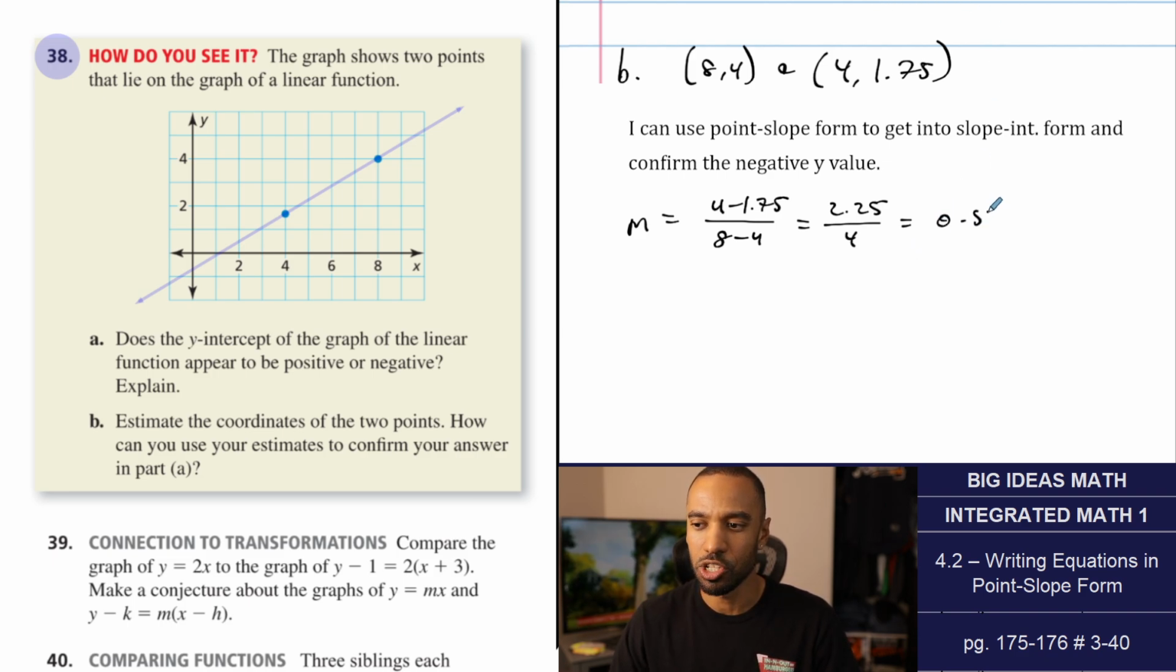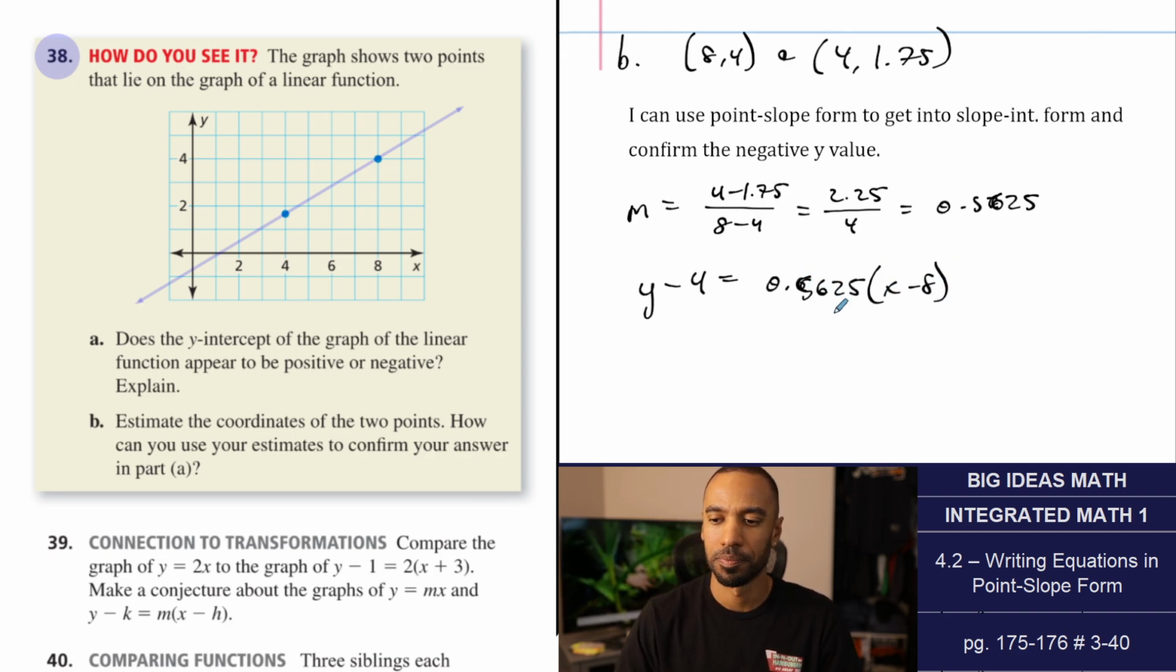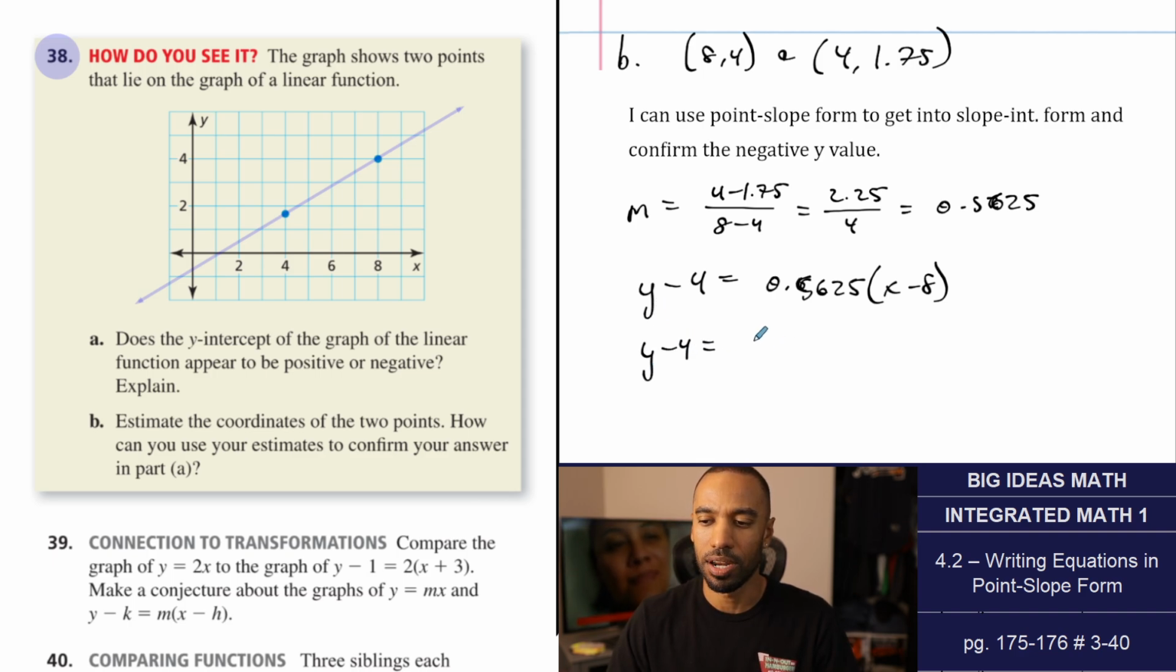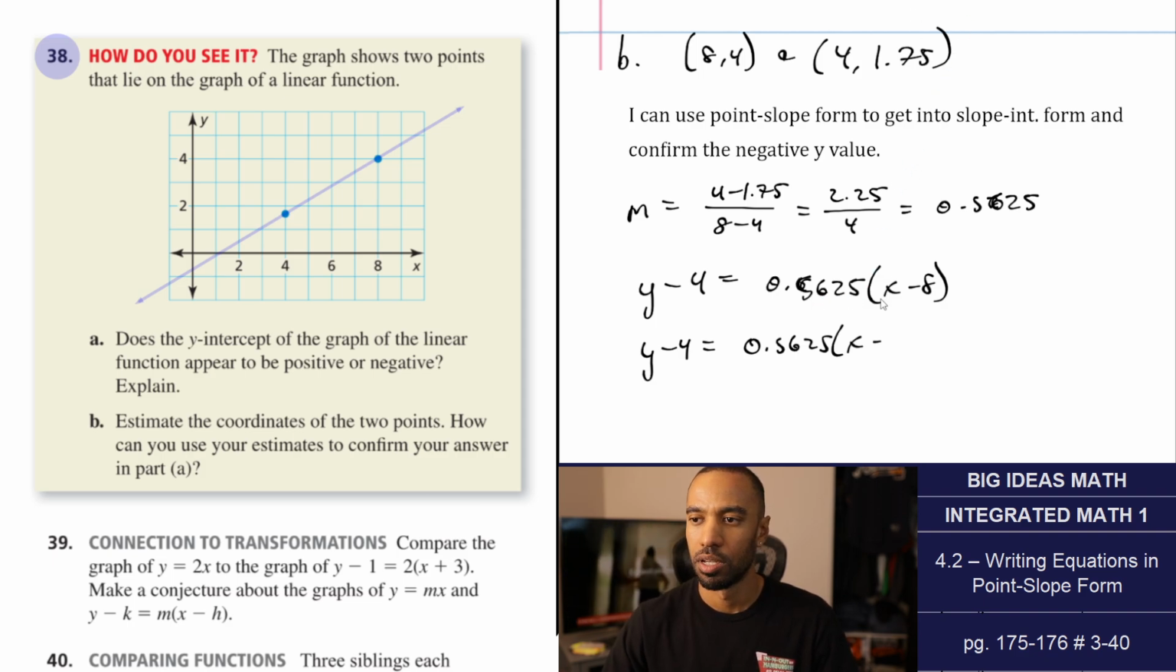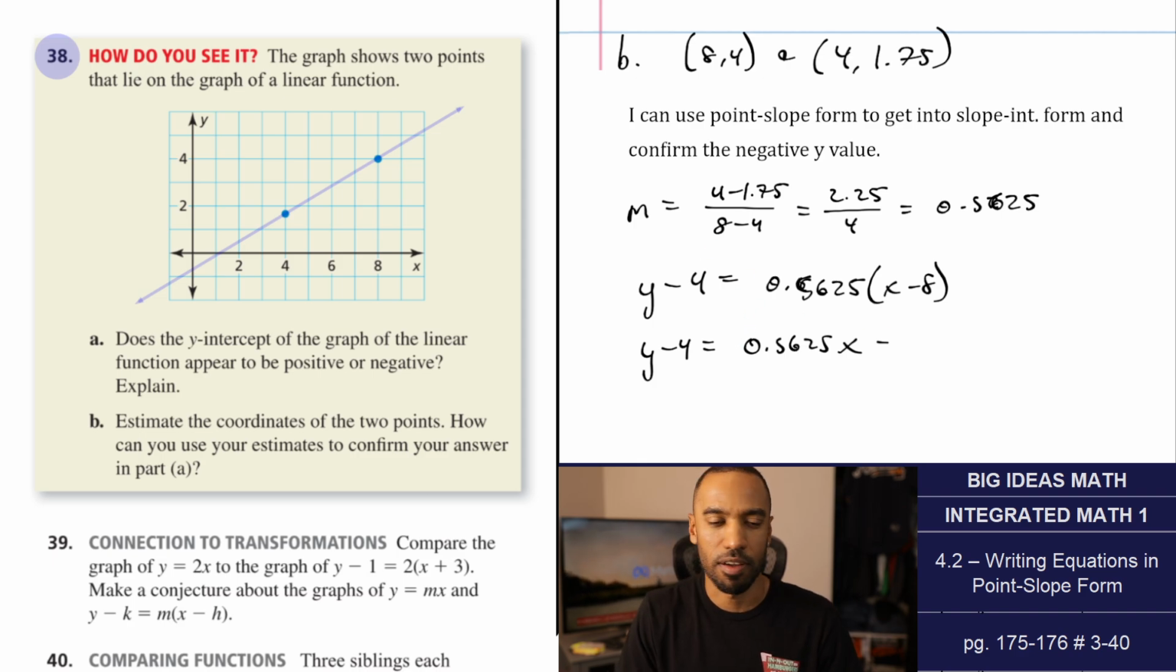0.5625. You know what? I changed my approximation of my number. So 0.5625. I'm going to choose these numbers here. y minus y1 equals m times x minus x1. So that's y minus 4 equals 0.5625 times x minus... I'm distributing. 0.5625 times 8 is 4.5. So x minus 4.5.